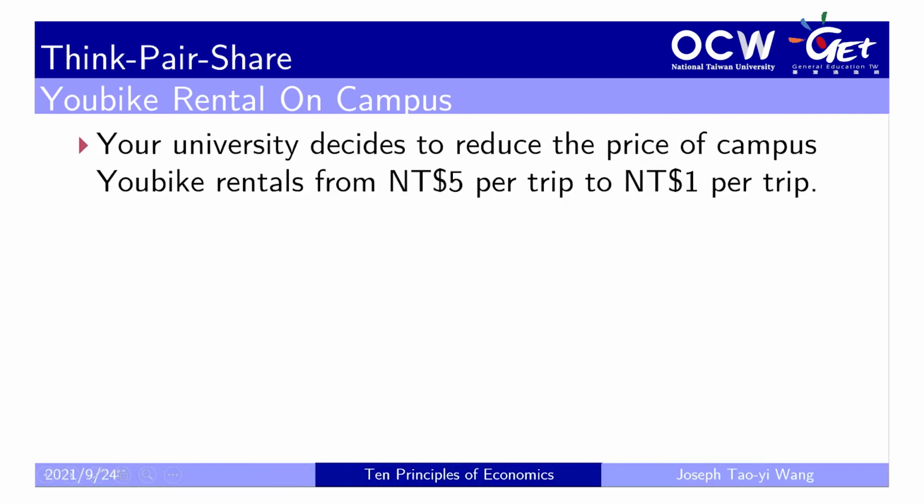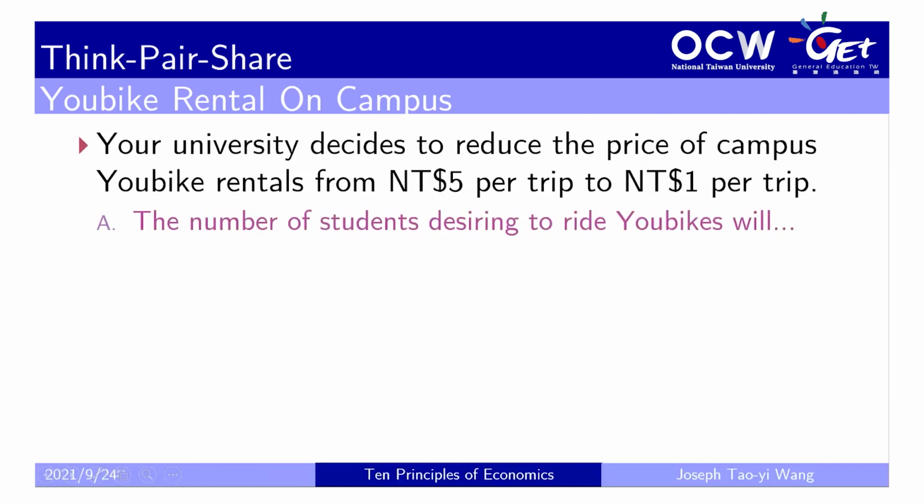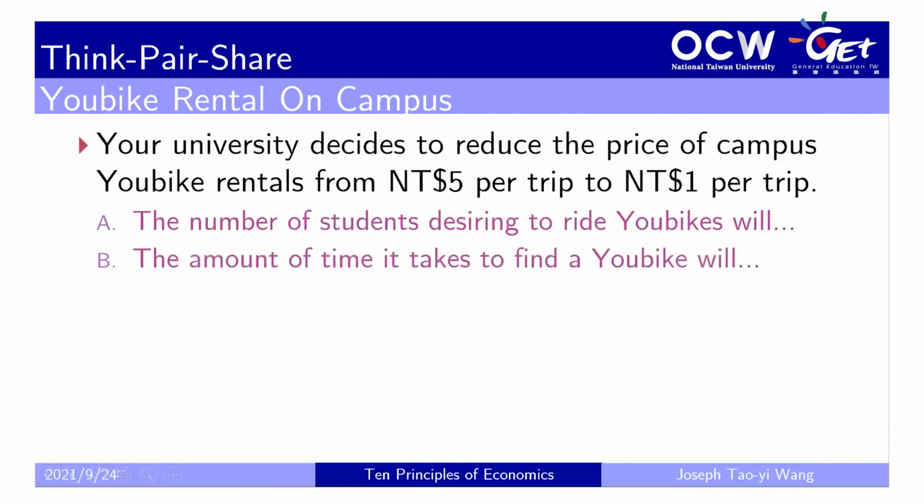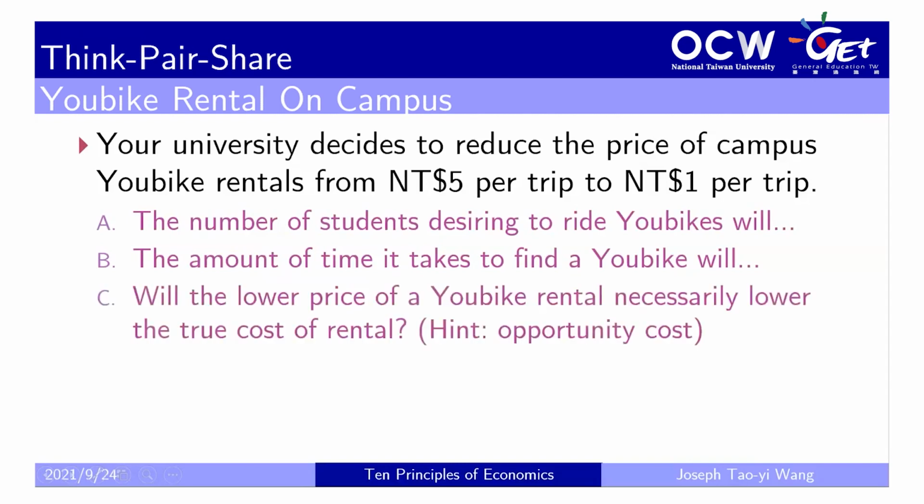Suppose NTU decides to reduce the price of campus U-bike rentals from $5 per trip to $1 per trip. Will the number of students desiring to ride the U-bikes go up, go down, or remain the same? Will the wait time to find a U-bike go up, go down, or remain the same? And will the lower price of a U-bike rental necessarily lower the true cost of rental? Remember, we talked about opportunity costs in the first 4 principles. So does lowering the price to 1 NT dollar actually lower the true cost?